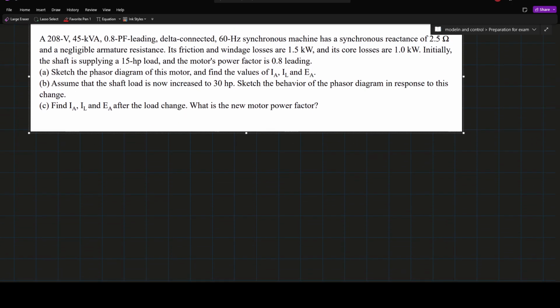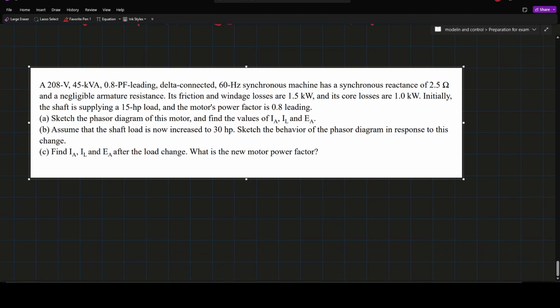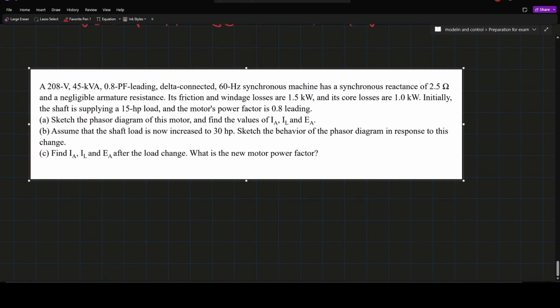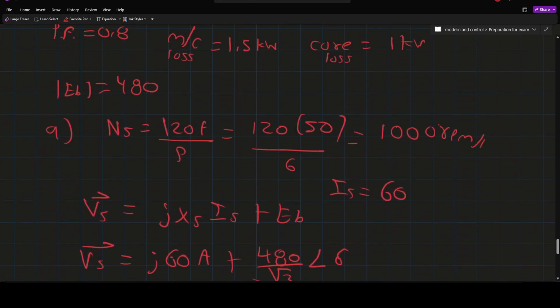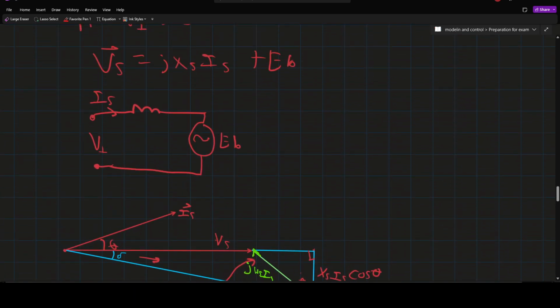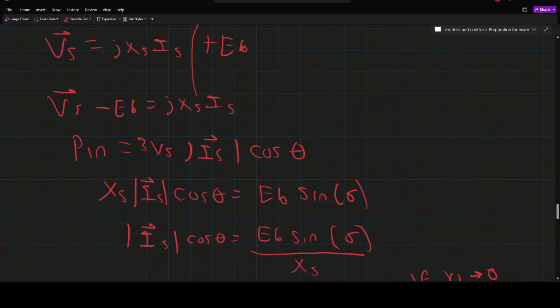now we're going to see another example. They are asking us to sketch the phasor diagram of this motor and find the values of IA, IL, and EA. And here EA is what I always call EV. That is our speed dependent voltage source.